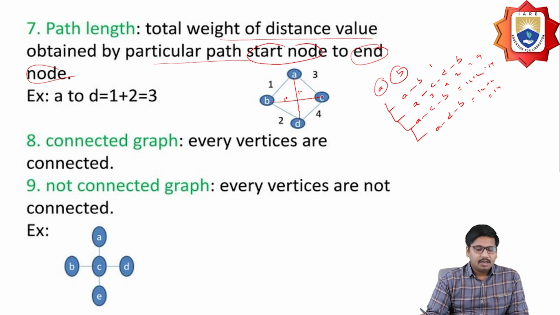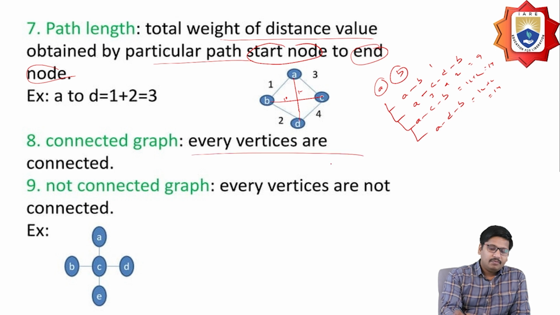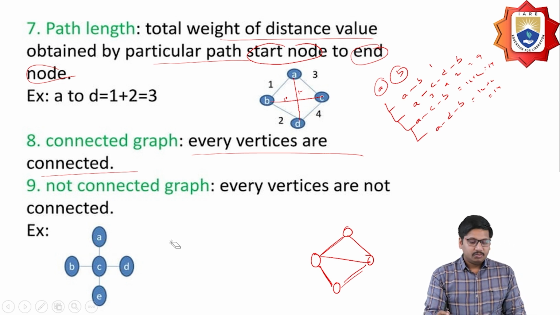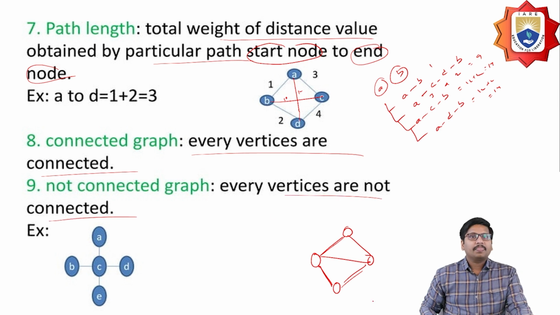And next one is connected graph. What is a connected graph? Every vertex is connected, whenever there is an edge from one vertex to another vertex. So this is the connected graph. Each and every vertex is connected. A not connected graph means these edges are missing, otherwise it would be fully connected. Not connected means some of the edges are not connected between them, so every vertex is not connected.